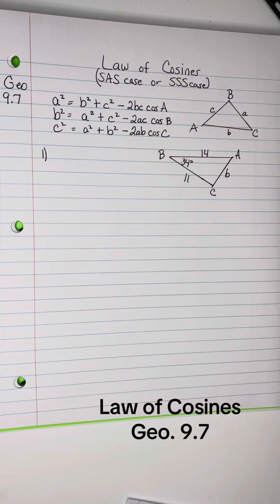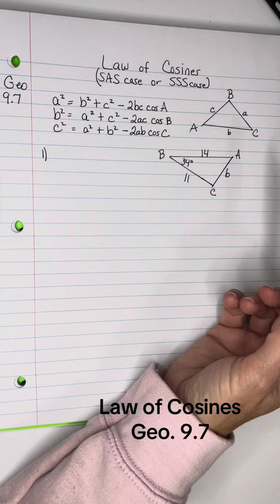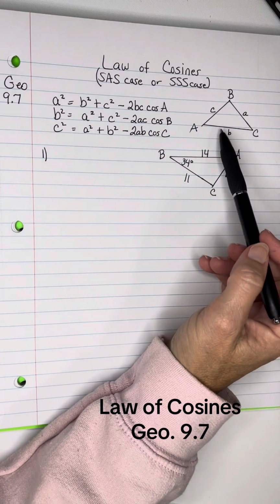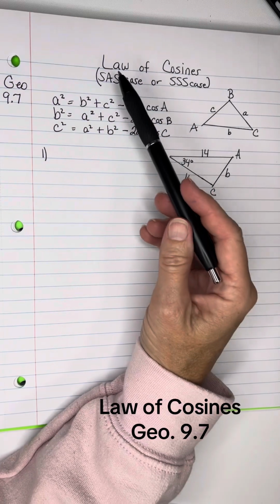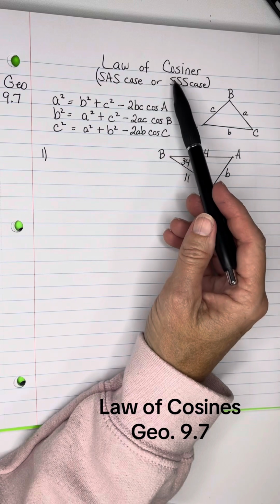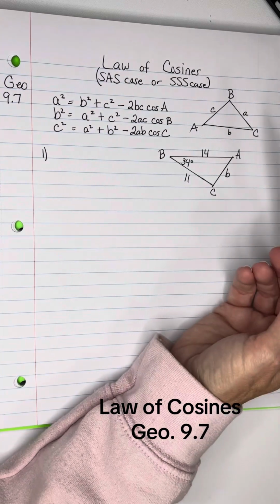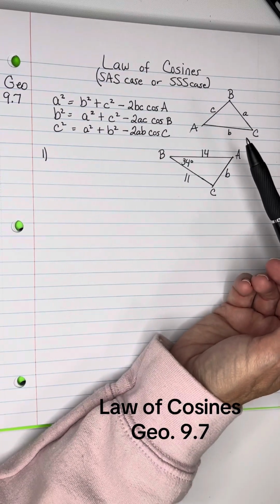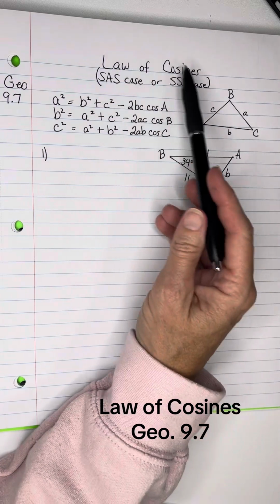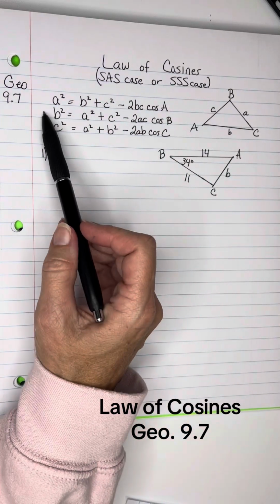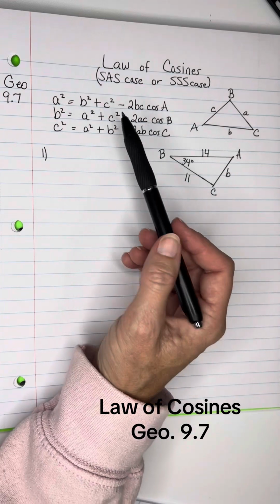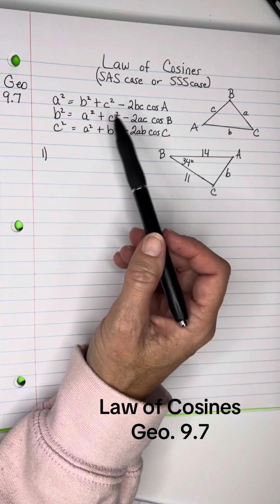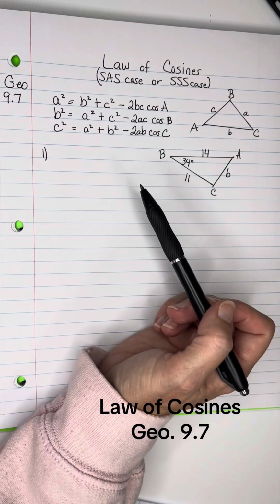Okay, we're going to do a law of cosines now. When you have a triangle that is not a right triangle, and you have a side angle side or a side case, the law of sines will not work. But that's okay because we have the law of cosines. Now, these are the three formulas for the law of cosines, and don't worry, it's not something you really have to memorize. It's a lot easier than it looks like it's going to be.